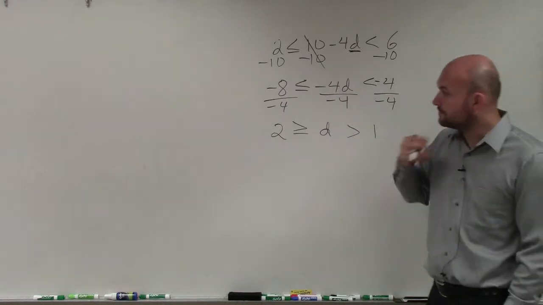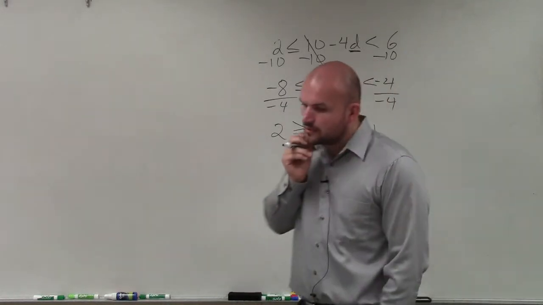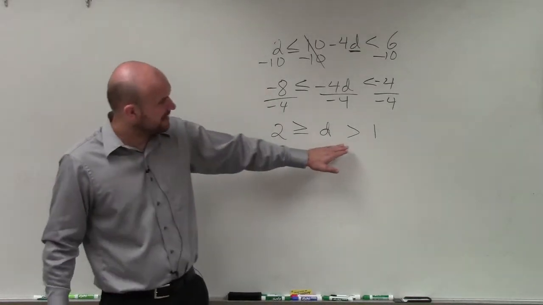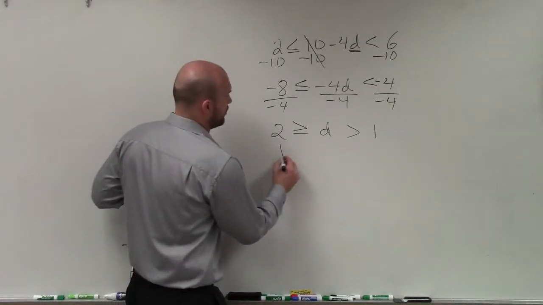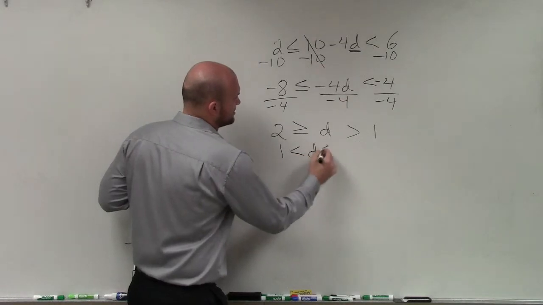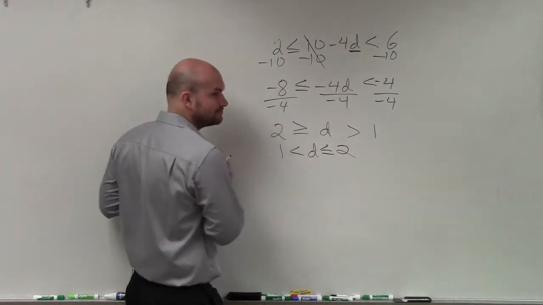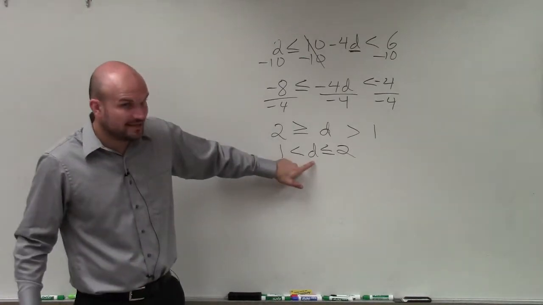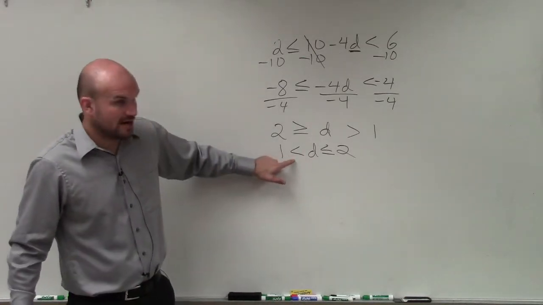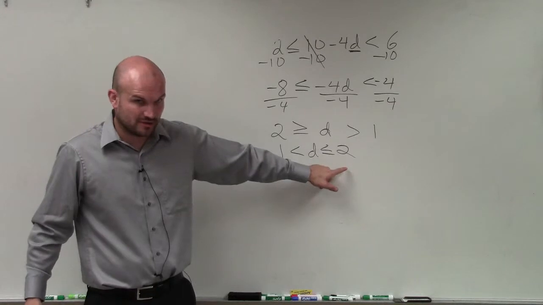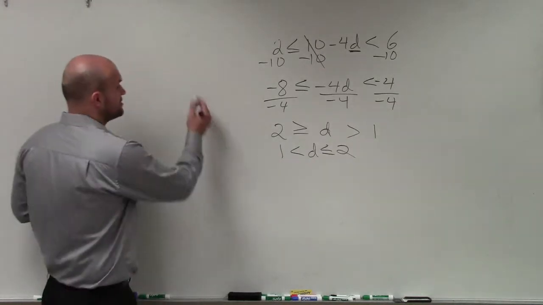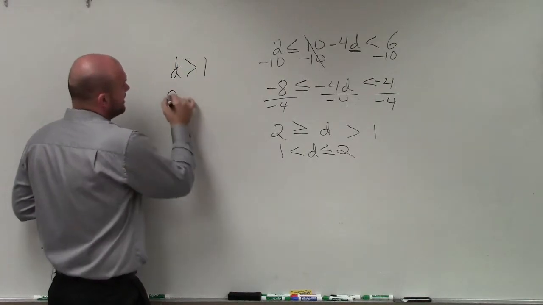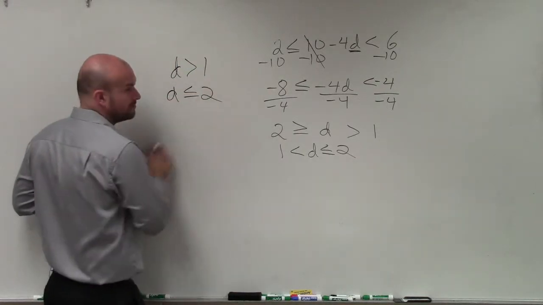OK. Yep. So a couple ways to look at this. I think it might be easier if I rewrote this as 1 is less than d, which is less than or equal to 2. You guys see how to flip this out? Therefore, you can see that d, my answers, are greater than 1 but less than or equal to 2. Right? Or you could also just rewrite this separately. d is greater than 1, and d is less than or equal to 2.